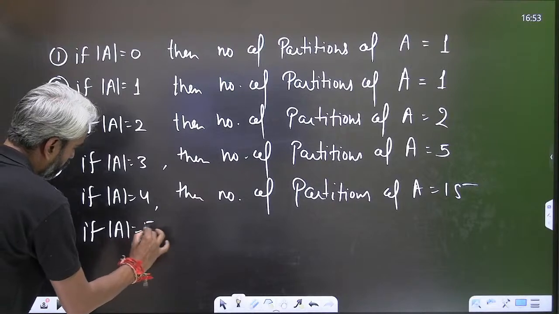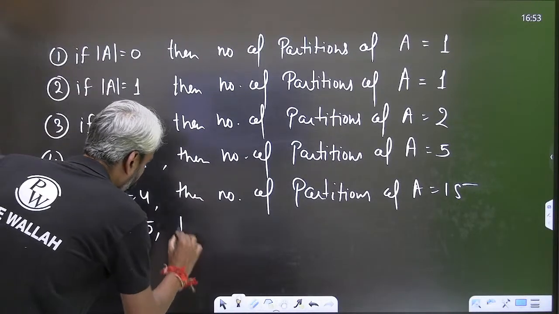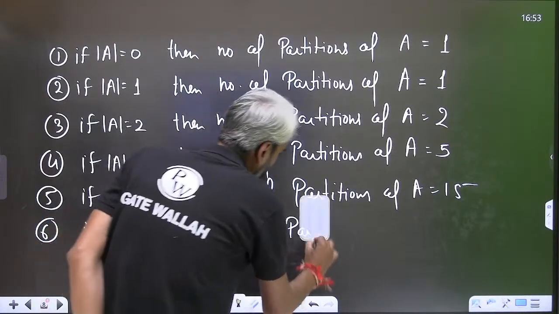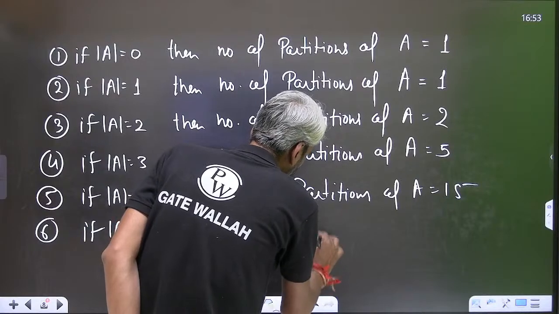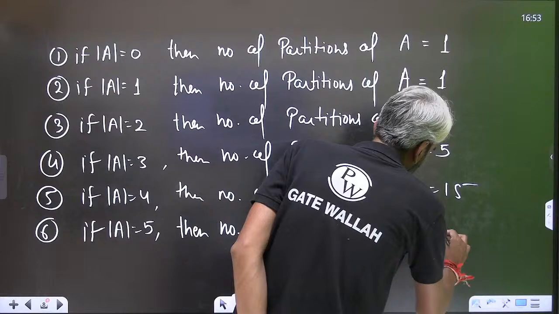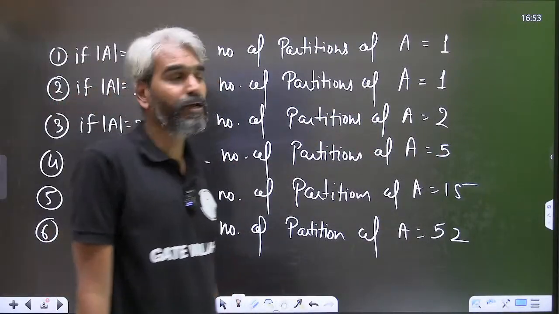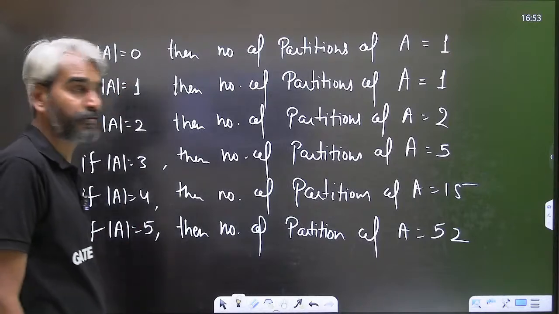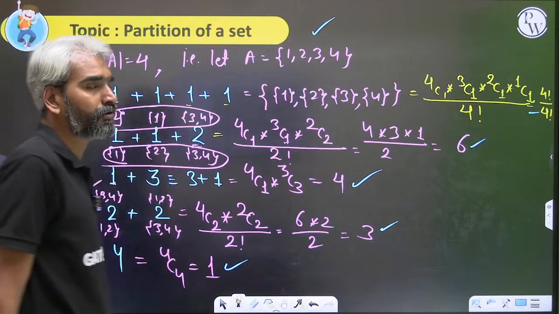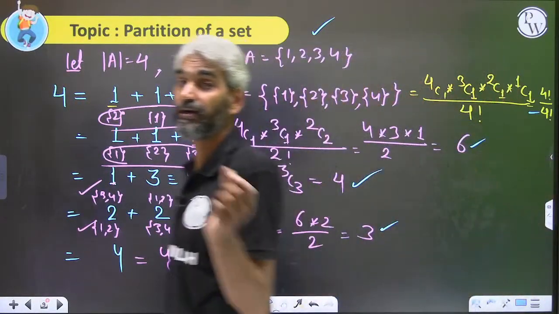I'm giving the solution so that you can actually try by yourself. If mod A is equal to 5, then the number of partitions of A you need to solve in a similar way. You guys can try, and you can keep increasing the number of elements, and by using the similar concept, you can eventually identify how many partitions there will be for a set of a given cardinality.